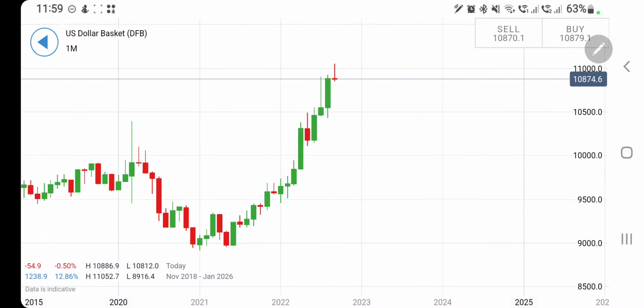Based on the request from you all, today we are adding another interesting instrument to our reviews, and this is the US dollar index. Many of you have requested it, so I am adding this.